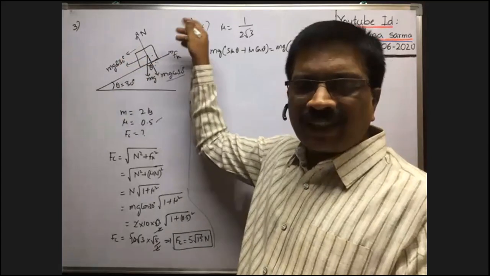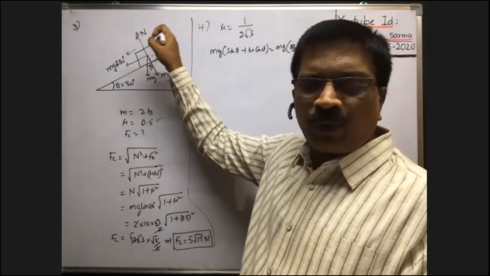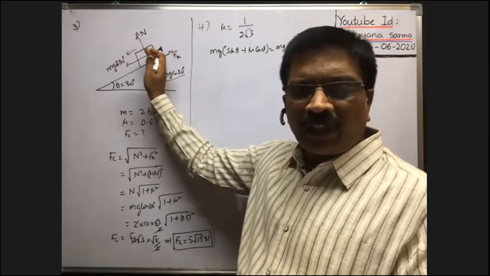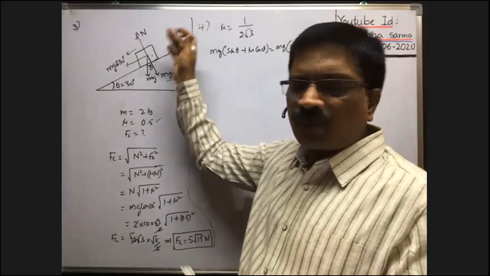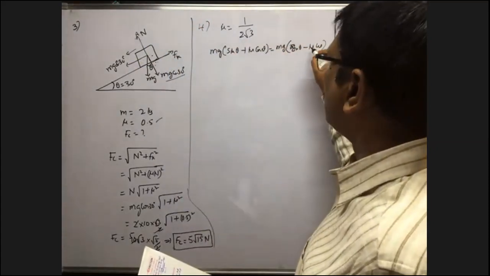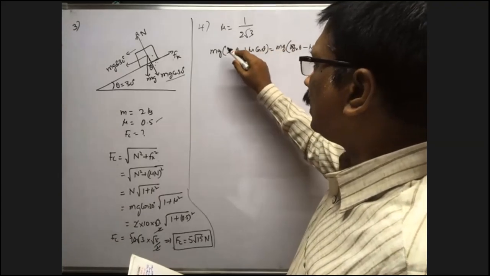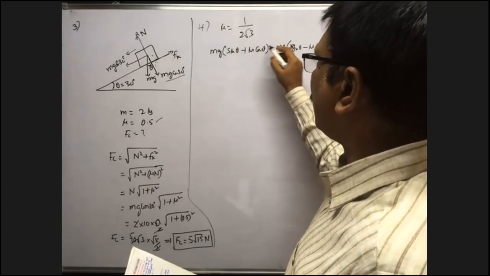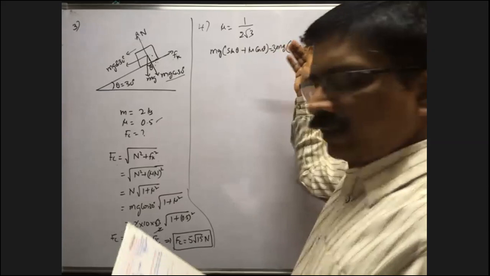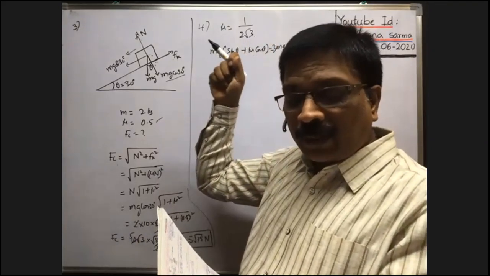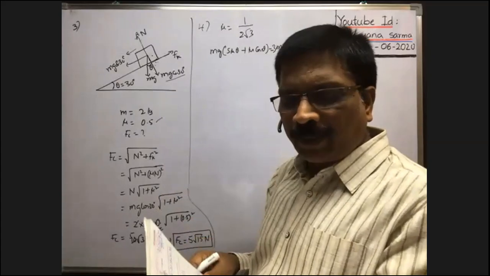To prevent the block from slipping downwards, the minimum force required is equal to the net force acting on the block downwards, and that amount of force must be applied upwards. That's why mg(sin theta minus mu cos theta) has to be applied upwards. Here, the force required to pull the block upwards is 3 times the net force to be applied to prevent the slipping.